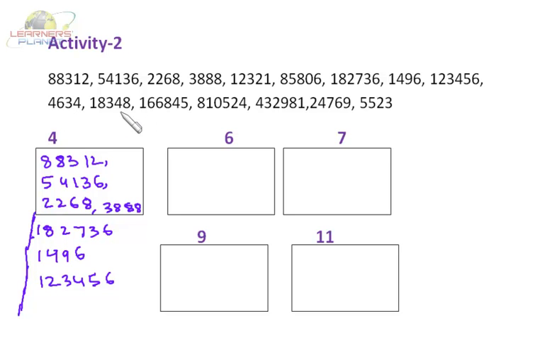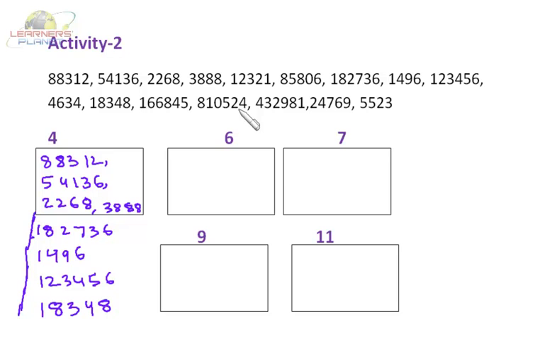Now in this case, the last two digits are 48. Now 48 is multiple of 4. That means the complete number will be multiple of 4. So just write it over here. 1, 8, 3, 4, 8. Okay. Now the last two digits in this number are 45. So it will not be divisible by 4. Okay.